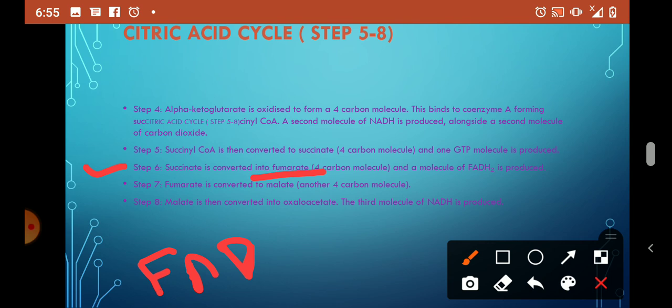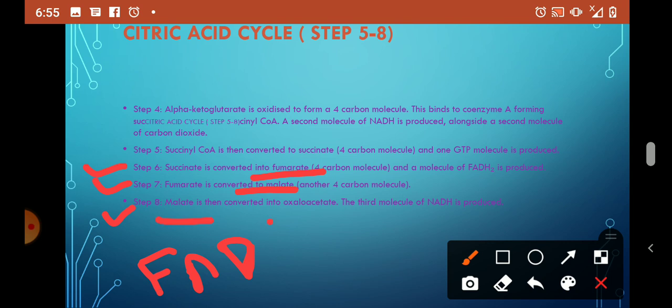Next step is the hydration reaction, in which a molecule of water is added to fumarate to form malate. So now malate is formed, which is also a 4 carbon compound. In the next reaction, we have a dehydrogenation and oxidation reaction.